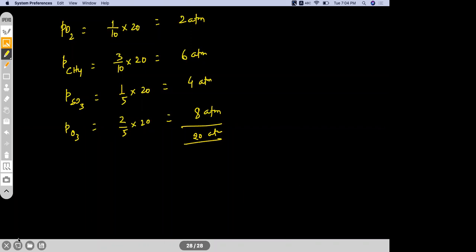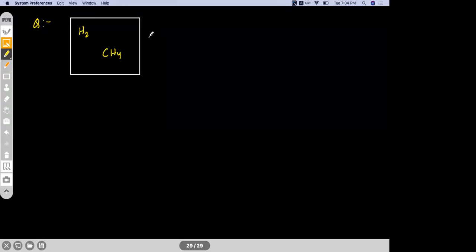Okay, one more question we'll discuss on this. Suppose we have a container, and in this container, we have two gases, H2 and CH4. We have taken equal weight of H2 and CH4.